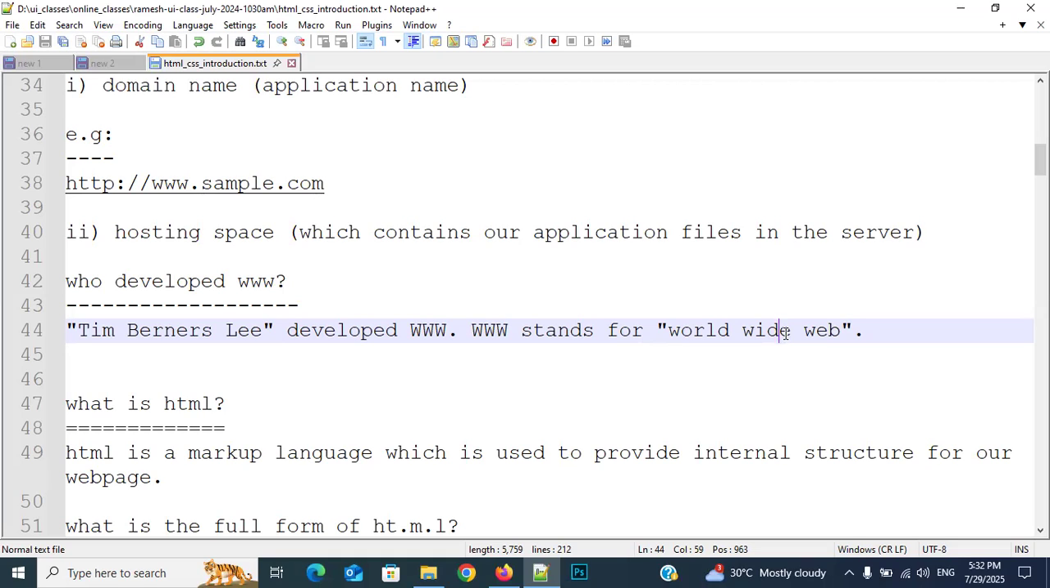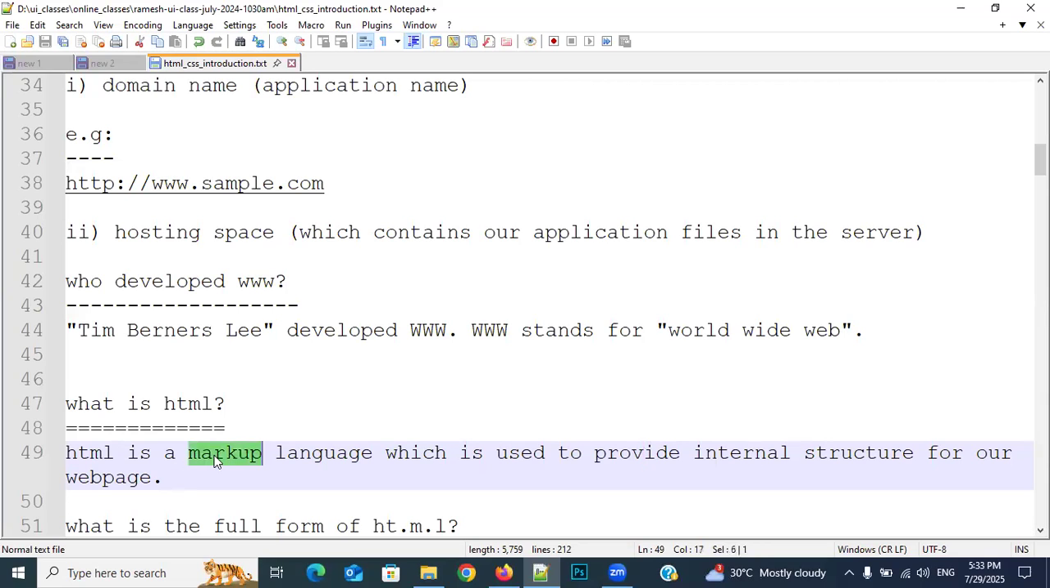So now we are going to discuss this. What is HTML? HTML is a markup language which is used to provide internal structure for our web page.